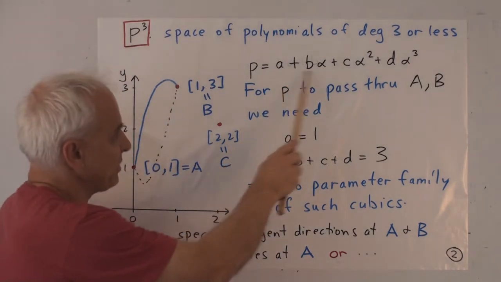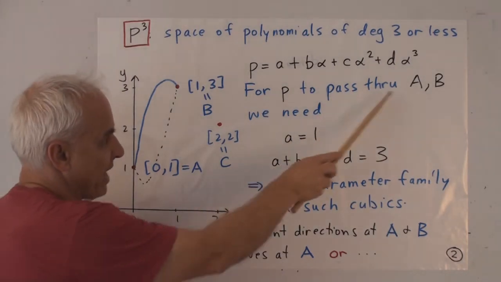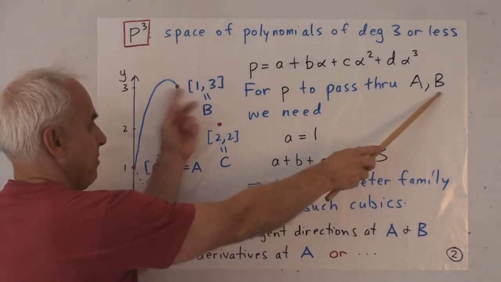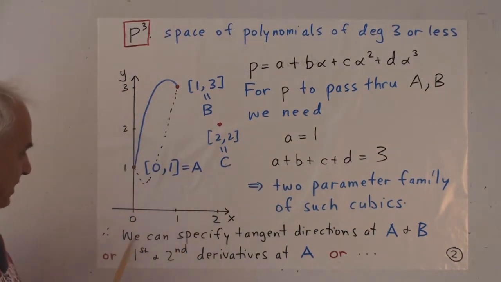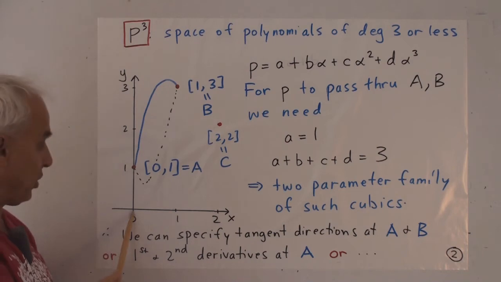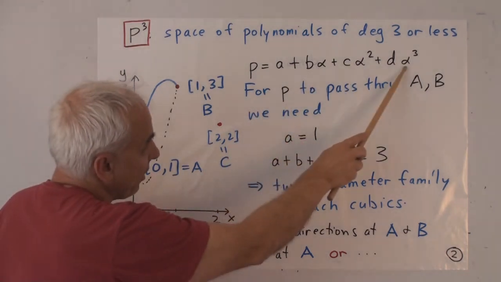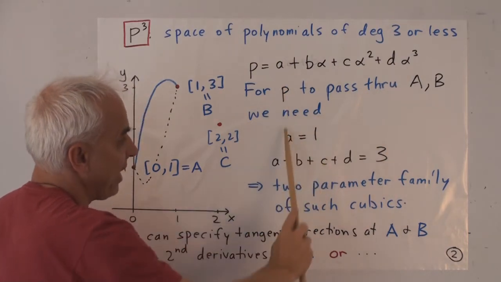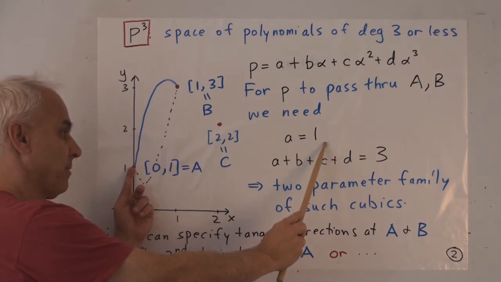All right, well, let's take this particular polynomial and let's ask, well, what does it mean for p to pass through A and B? Well, if it passes through A, what does it mean? It means that if you evaluate it at 0, you get 1. So it means if we plug alpha equals 0 in here, then a has to equal 1. That's the condition for it to pass through that point.